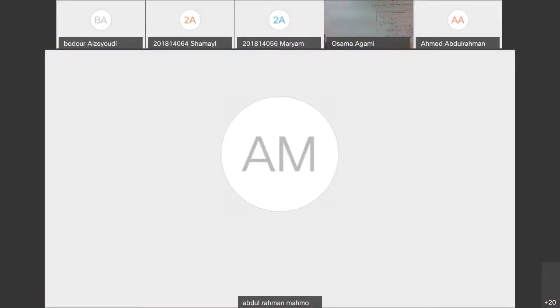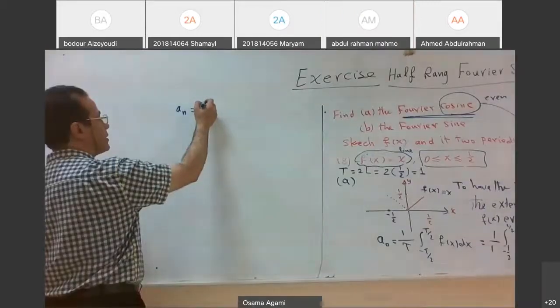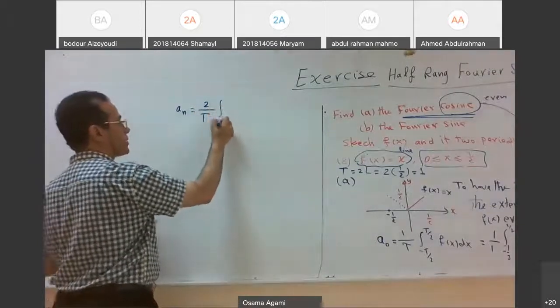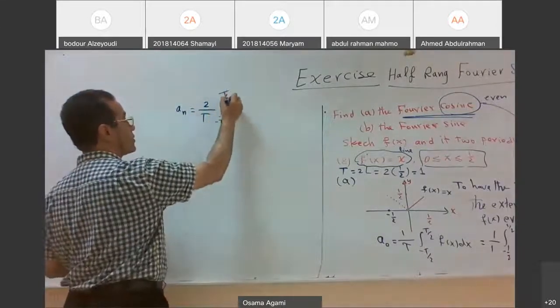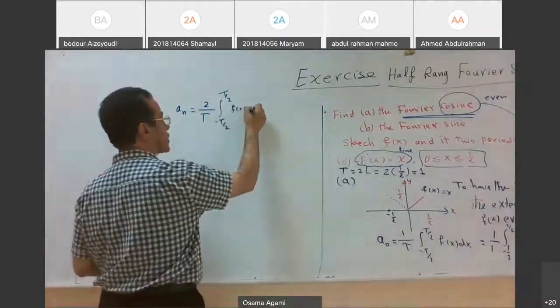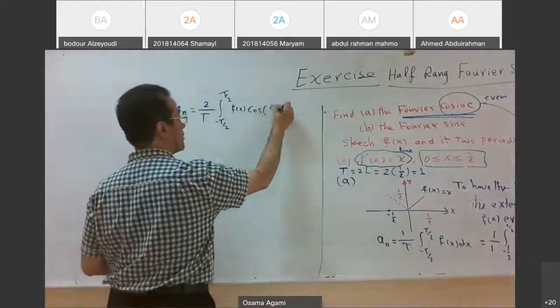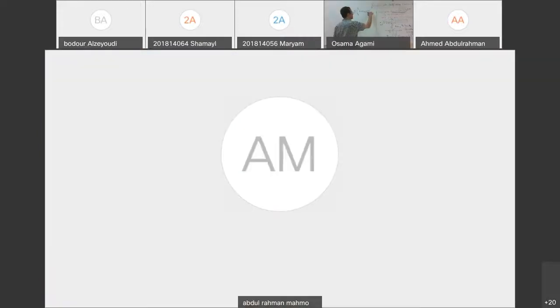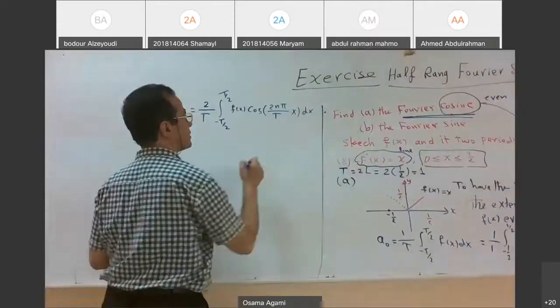I'll go to this side to have a_n, right? What's the a_n formula, Rahman? It will be 1, 2 over the total period, integrating from minus half of the period to half of the period, for my function f of t, times cosine 2nπx over the total period, dx, right? Yeah, and dx.